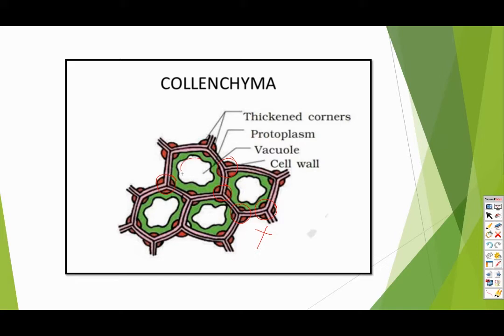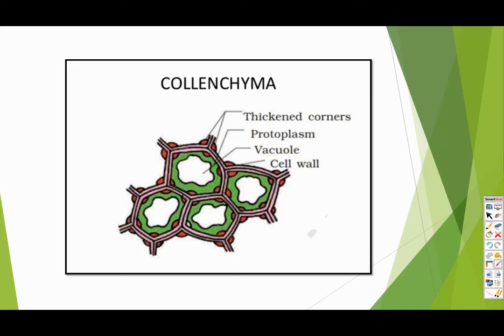So basically, the collenchyma has a thickened cell wall. Plus, the corners have very thick cell wall thickenings. They have a vacuole present, and there are no intercellular spaces. So angular thickenings, vacuolation, no intercellular spaces, and the function, what is it? The main function is mechanical support. These are all your parenchyma.